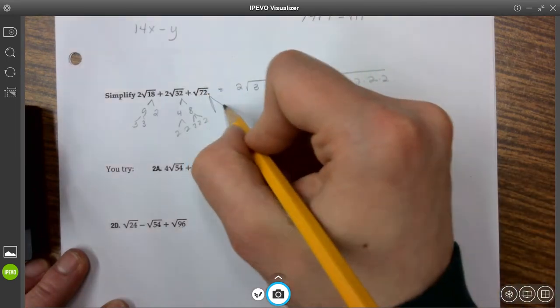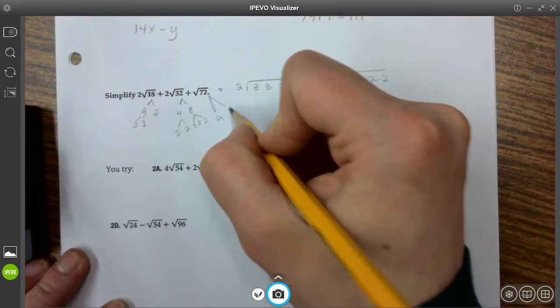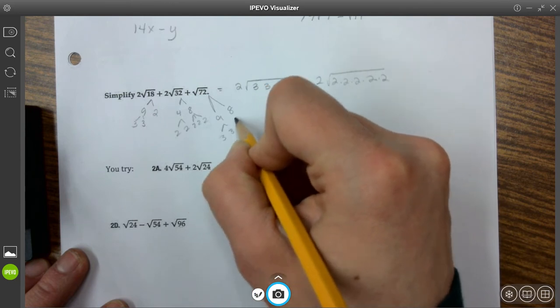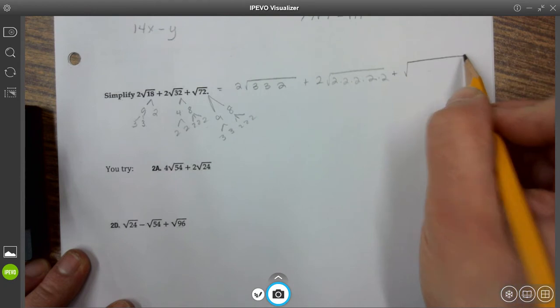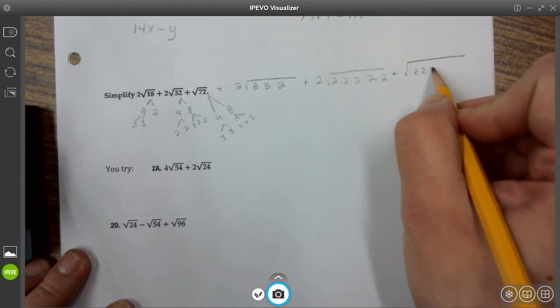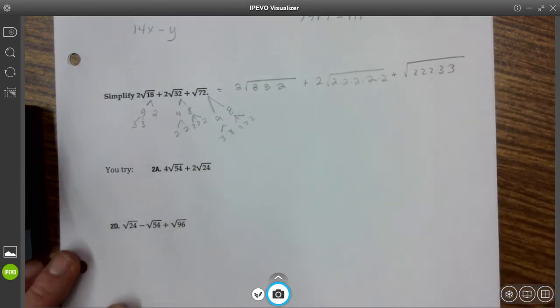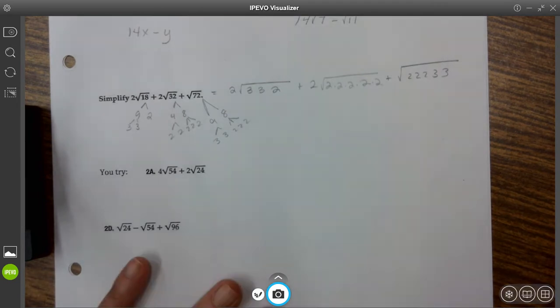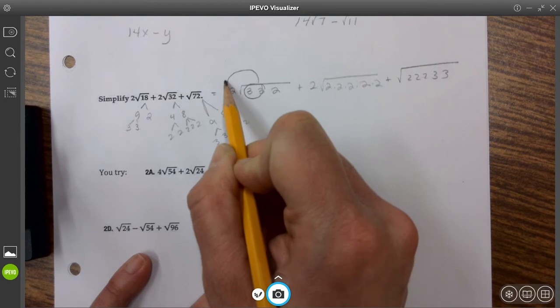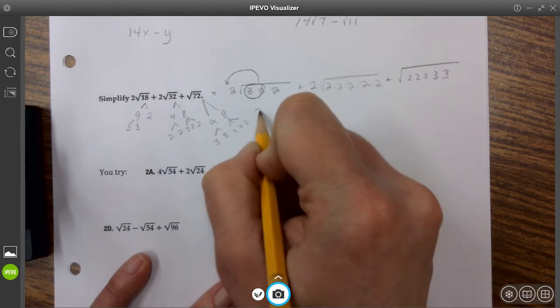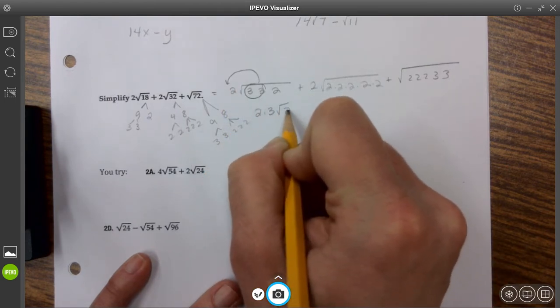And 72 I see as 9 and an 8, which is 3 and a 3 and 2, 2, 2. So I'm going to expand each one so that I can simplify it. Well, I have a 3 here. If I take out a 3 and put it in front, that's going to be 2 times 3 root 2.